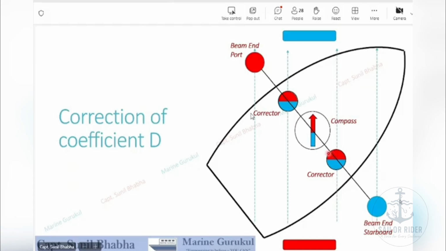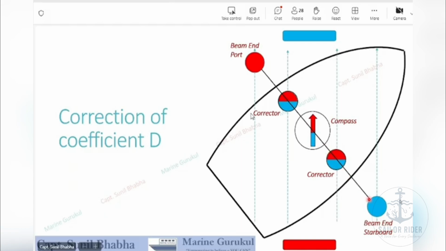And this red pole is going to attract the south end of the compass towards it, thus cancelling out the easterly deviation. When the red pole of the starboard corrector magnet attracts the south end of the compass needle, the south end has a blue polarity, opposite poles attract. So when it attracts the south end, the compass needle turns anti-clockwise, thus cancelling out the deviation generated.